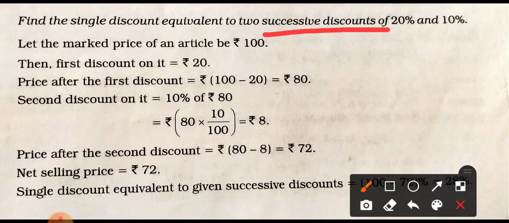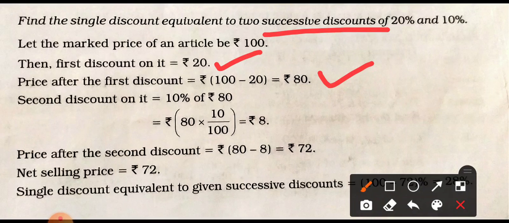How will we solve this question? Let's see. Let the mark price of the article be rupees 100. Here we have assumed the mark price as rupees 100. Now we have given the first discount, that is 20%. That is rupees 20. After subtracting it from the mark price, I got the selling price, that is rupees 80. Now the shopkeeper finds that after selling it at rupees 80, the article still remains in the stock. It is not yet sold.